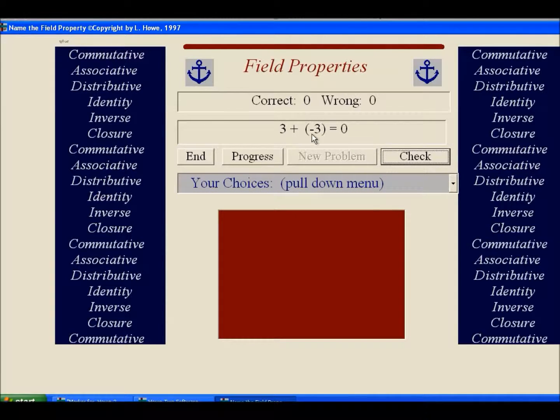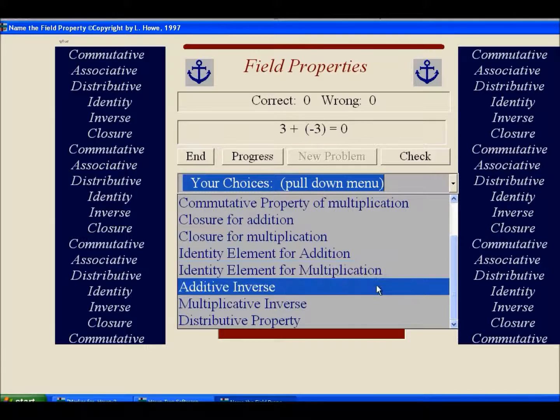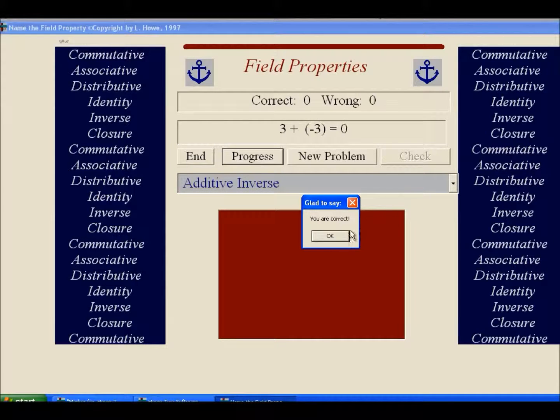3 plus negative 3 is equal to 0. Well, 3 has what's called an additive inverse. The additive inverse of 3 is negative 3. When you add them together, we get back to the identity element for the real numbers. The identity element for addition is 0. So this is showing us the additive inverse. Additive inverse. Check. We win.